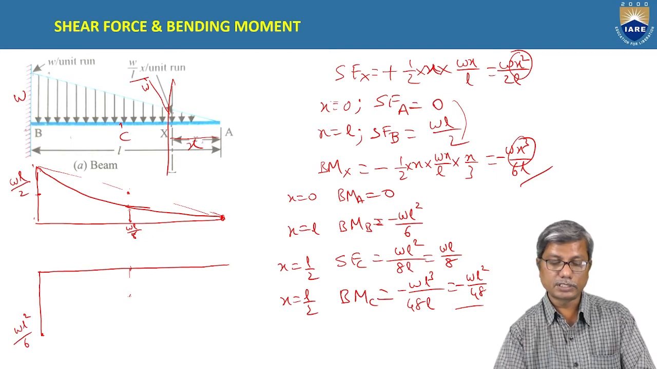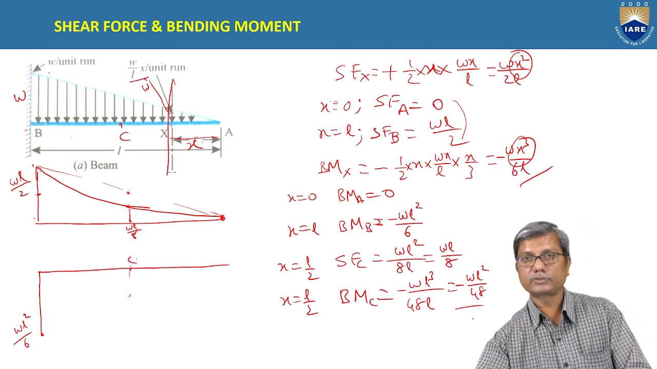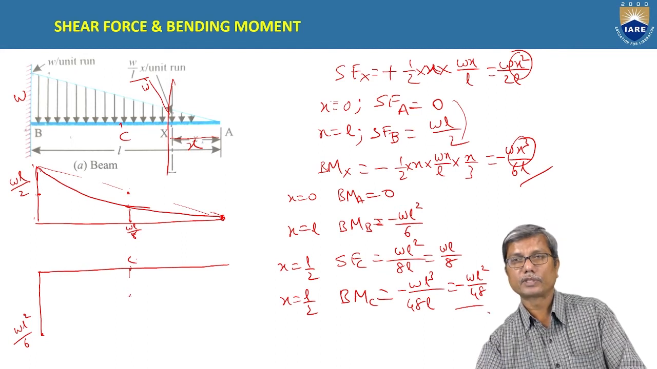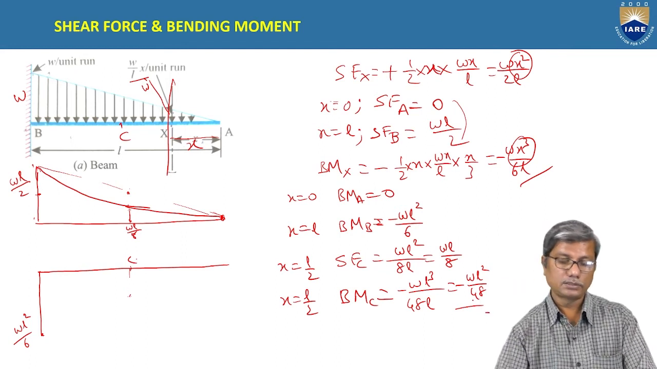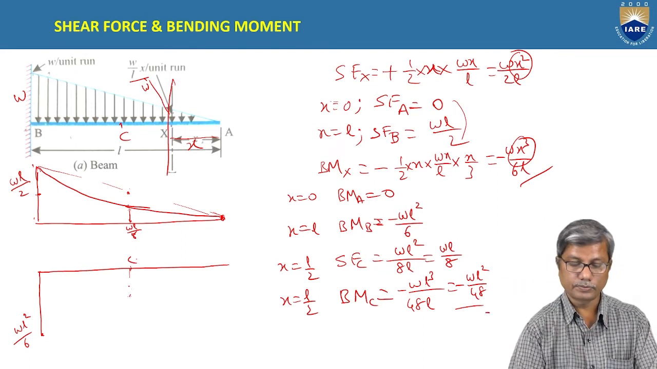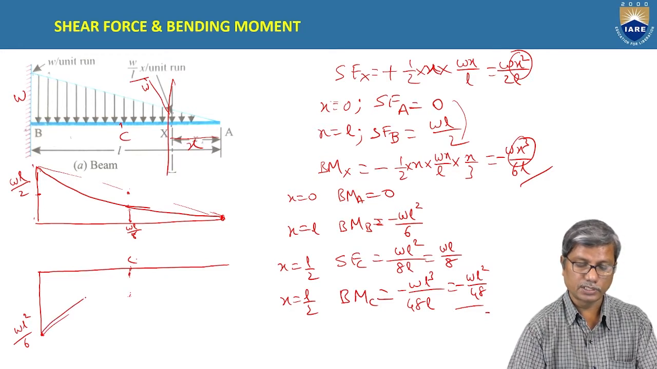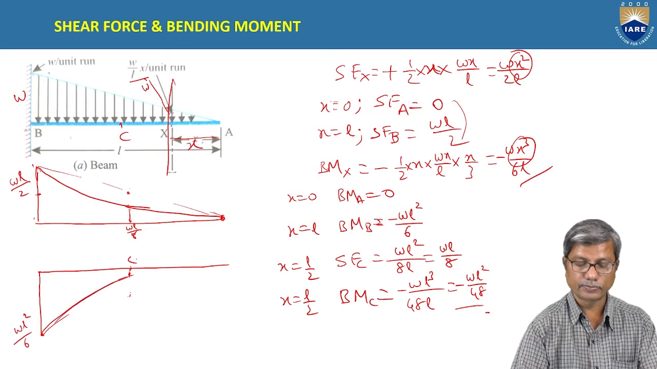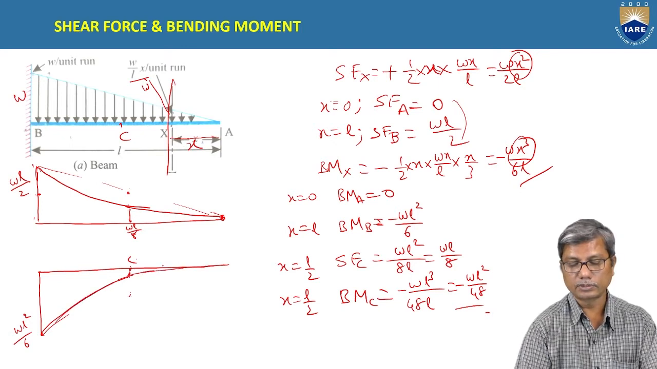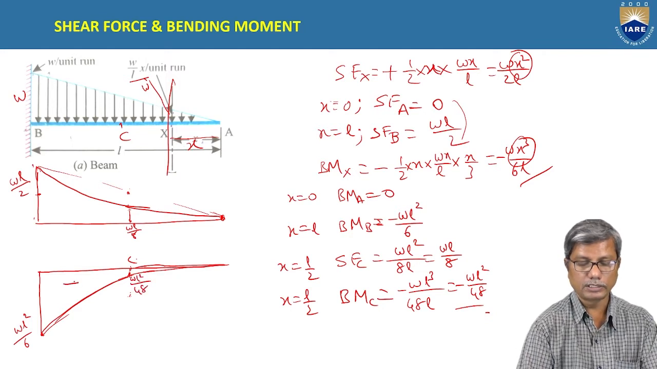But what is the bending moment at C? It is W L square by 48. It is less than half, W L square by 12. So, it will be somewhere here. W L square by 48 means somewhere here. Okay? Something like this. You will have the bending moment diagram. Here it is W L square by 48. And this is negative.